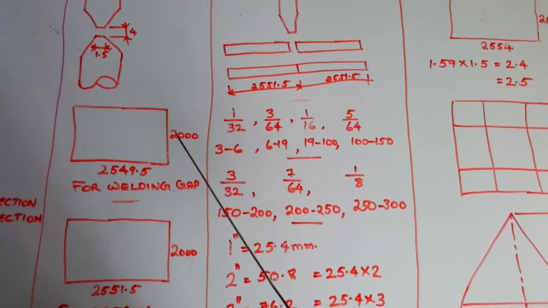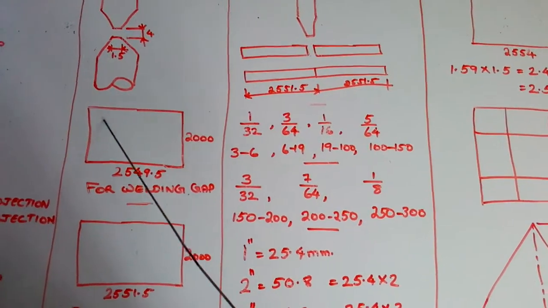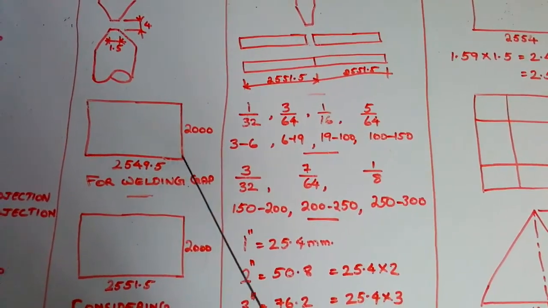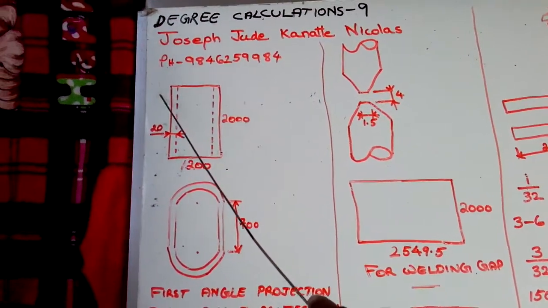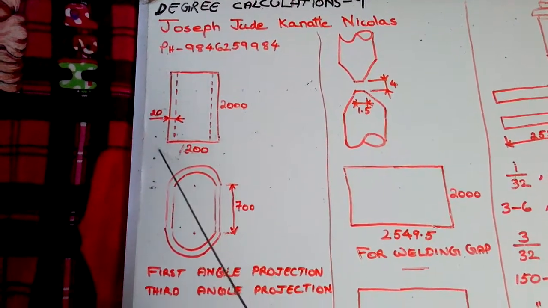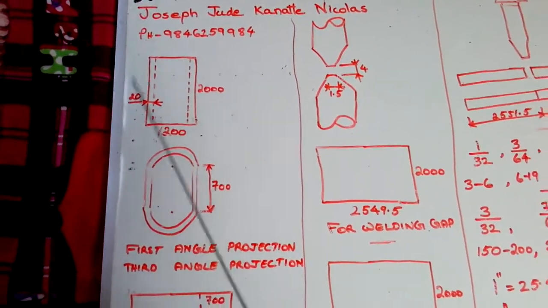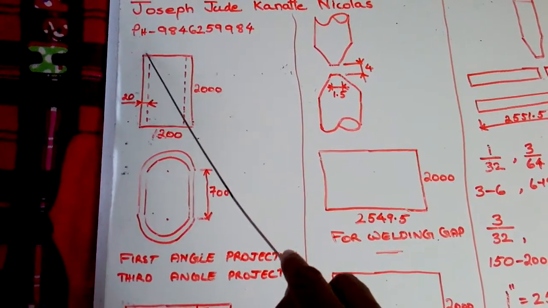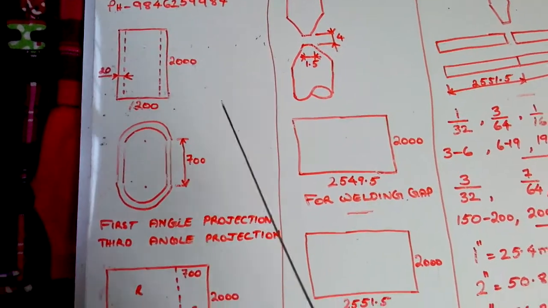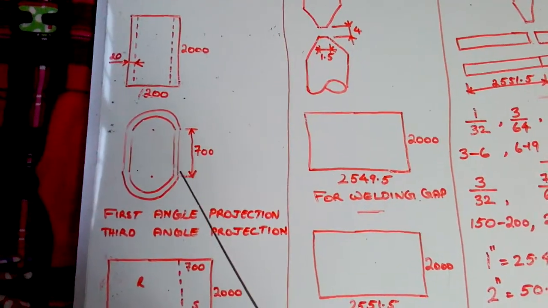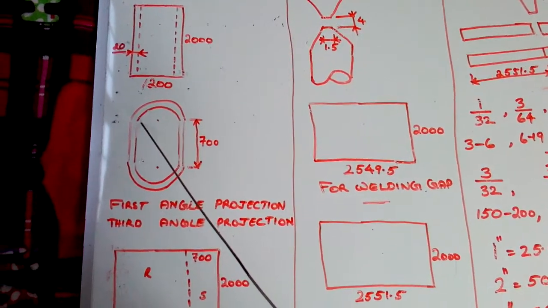Why? Because there is no welding here. Does any welding come here? No. According to this drawing, there is no welding here, and welding comes only in this portion and this portion.